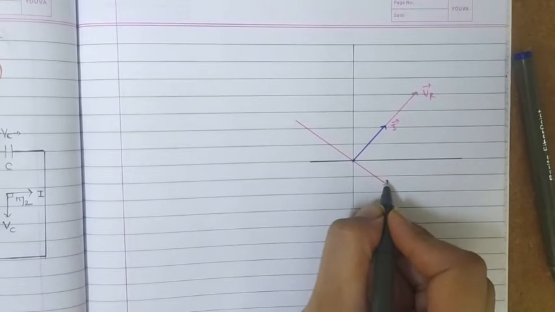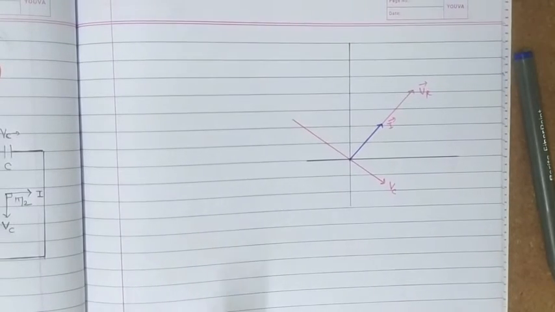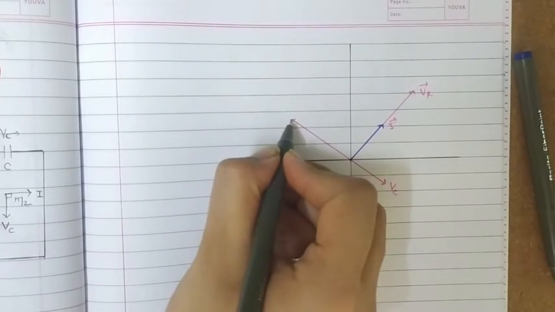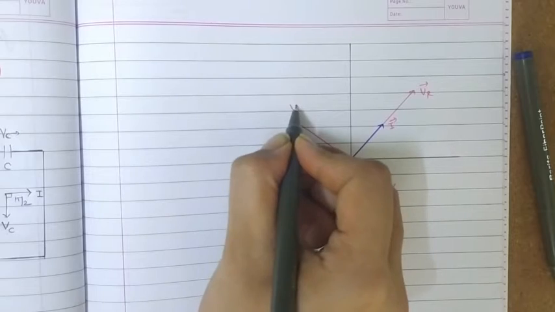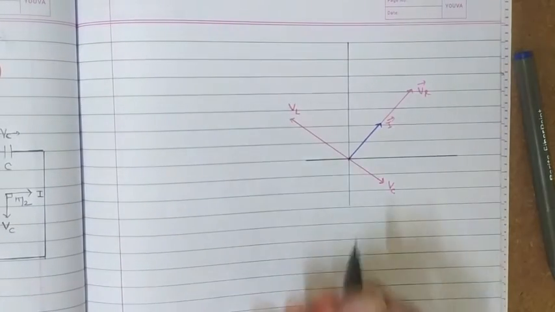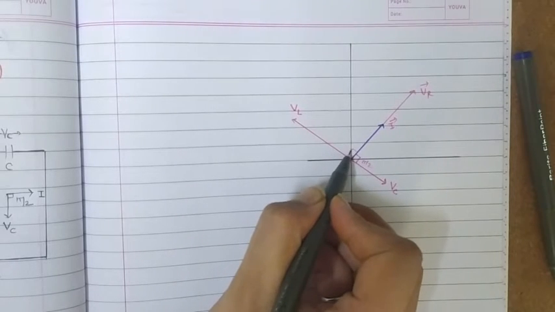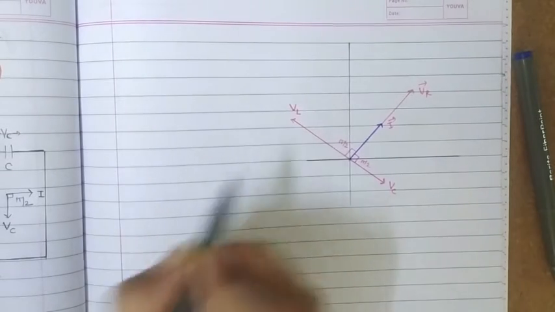This is for the capacitor, which is lagging behind the current by pi by 2, and this is for the inductor, which is leading the current by pi by 2, and these angles are pi by 2 radian and pi by 2 radian.